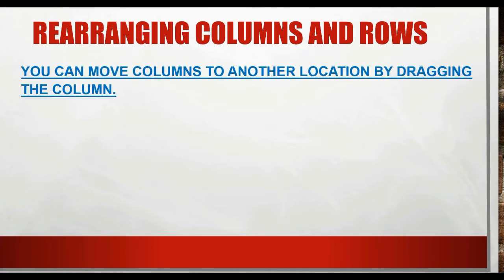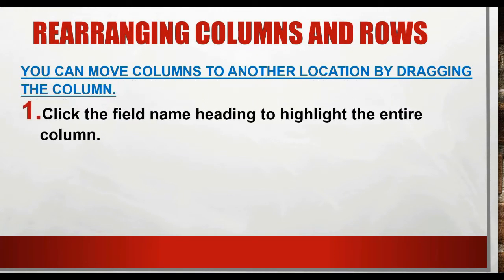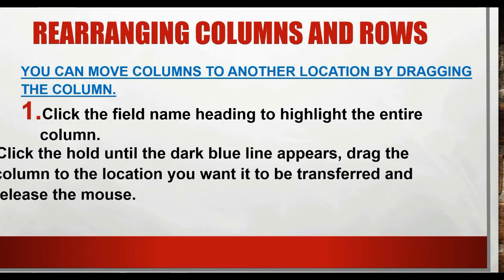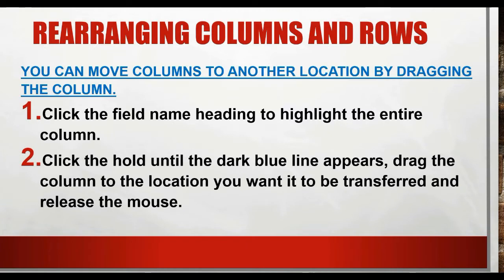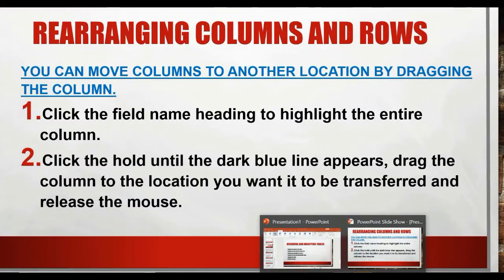So first, let's start with rearranging columns and rows. So you can move columns to another location by dragging the column. So the first step is click the field name heading to highlight the entire column and click and hold until dark blue lines appear. Drag the column to the location you want it to be transferred and release the mouse. Let us have the demo here from the Microsoft Access.